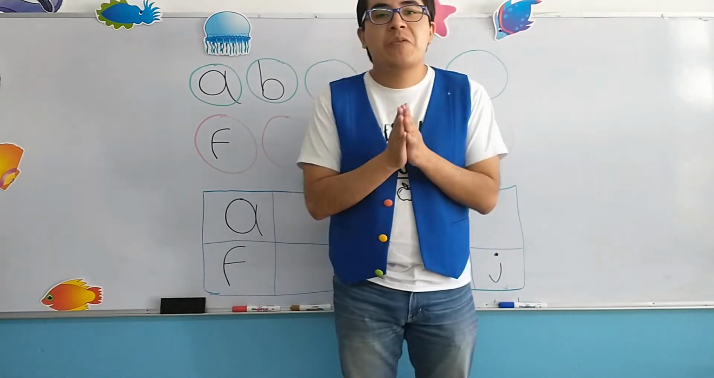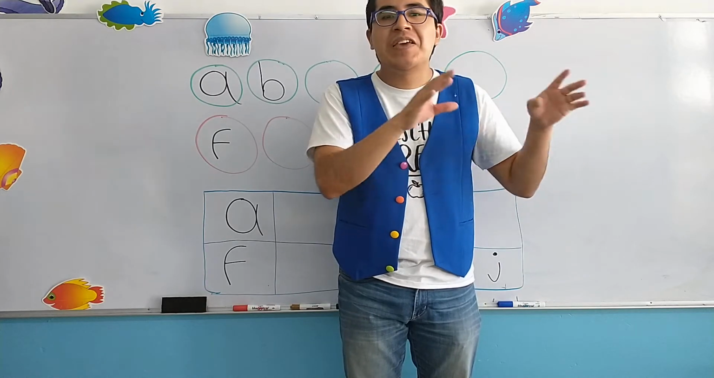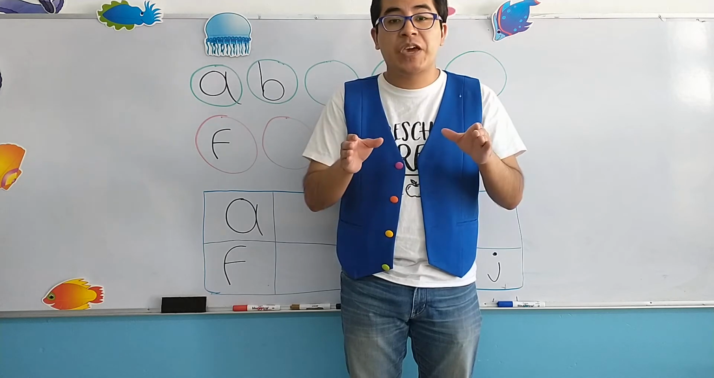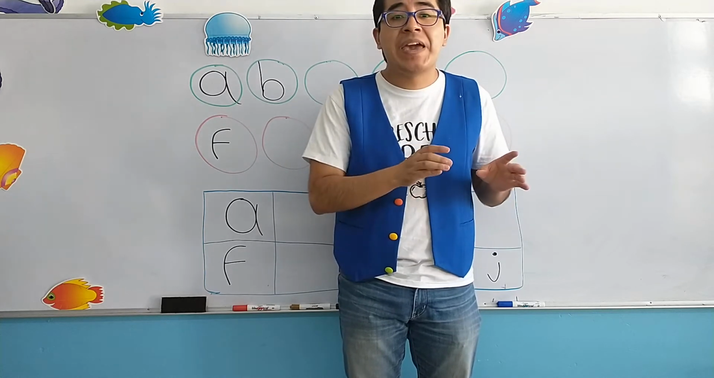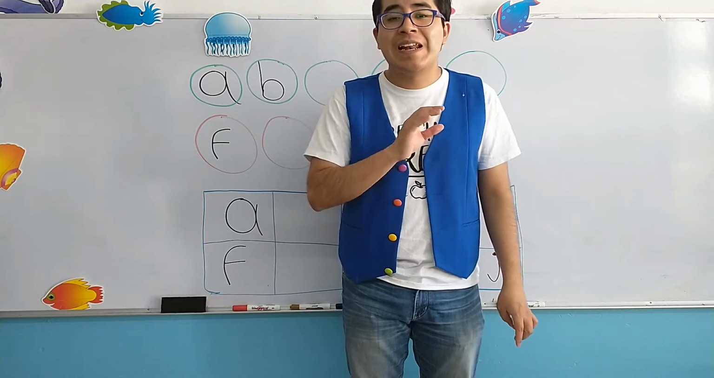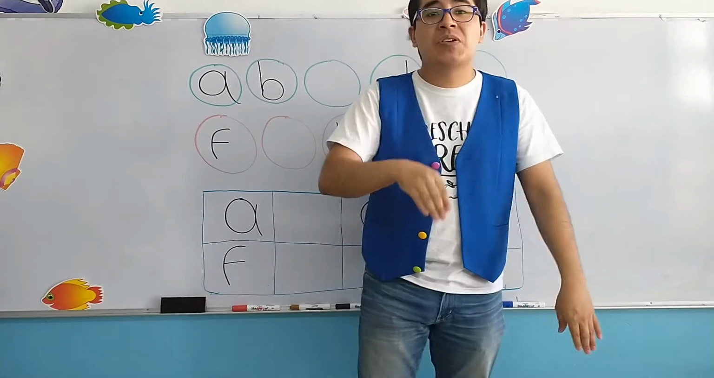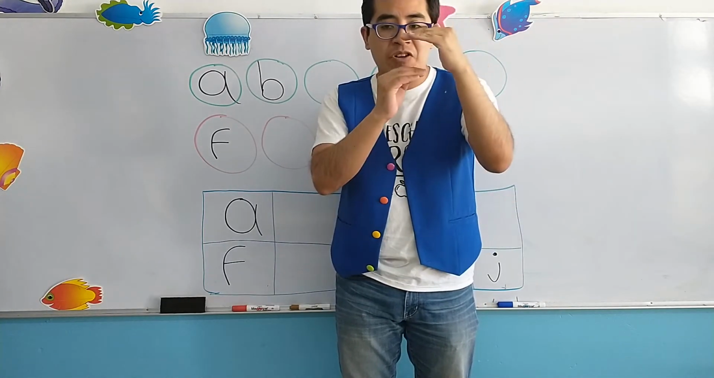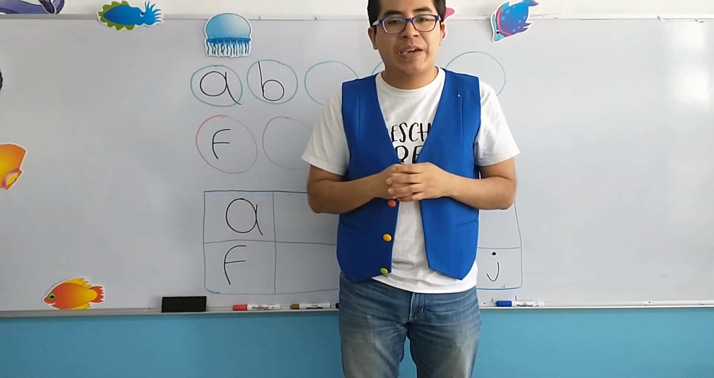Today, my children, we're going to continue with the review of all the previous letters that we have been working on since day one. For this occasion, we're going to make exercises based on small letters. Remember, all of the letters have two forms: capital letters, which are the big ones, and small letters, which are, of course, in Spanish, minúsculas, las pequeñas.